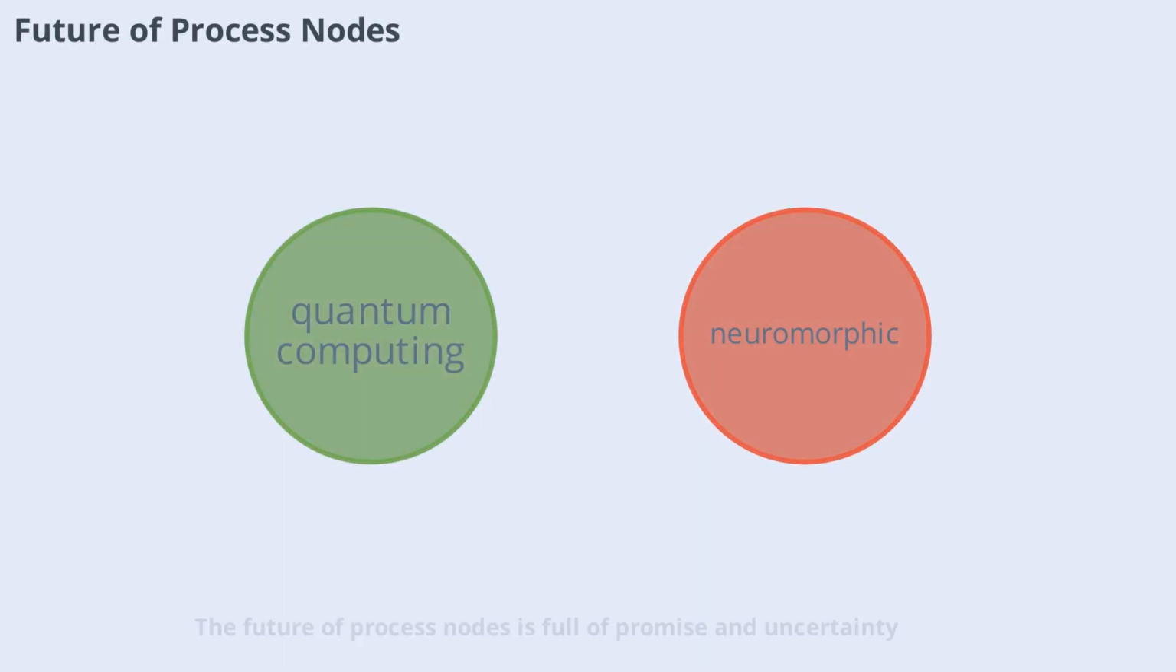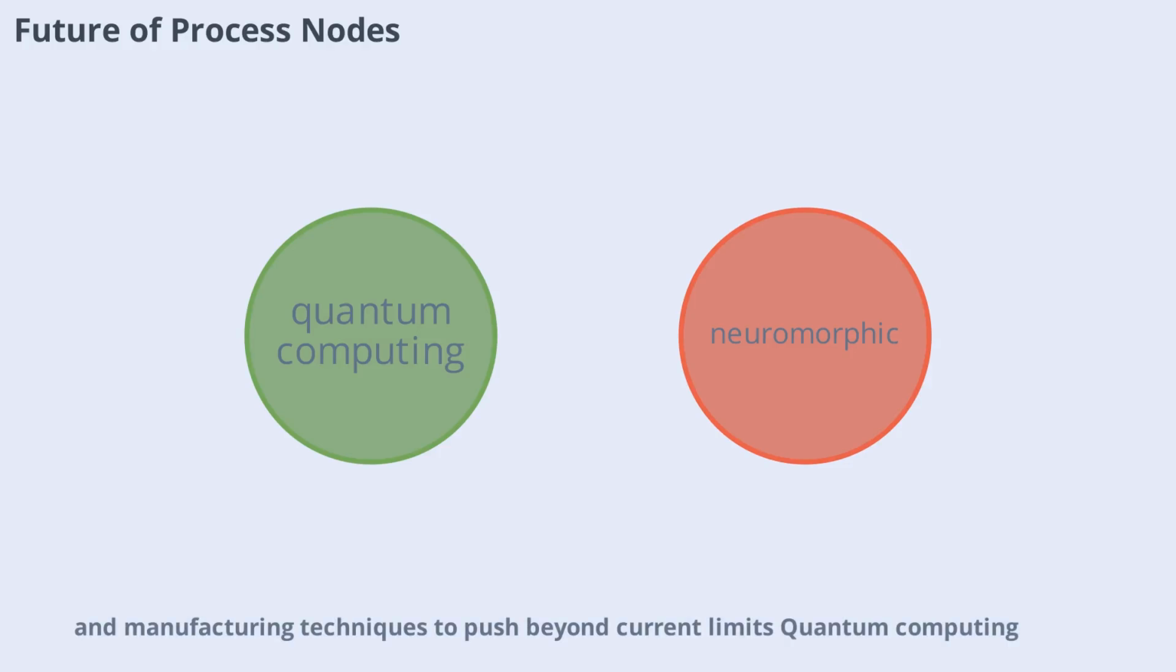The future of process nodes is full of promise and uncertainty. Researchers are exploring new materials, architectures, and manufacturing techniques to push beyond current limits. Quantum computing, neuromorphic chips, and other innovations may redefine what's possible, opening new horizons for technology.